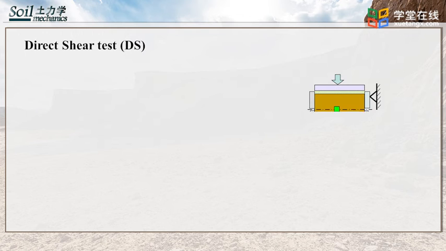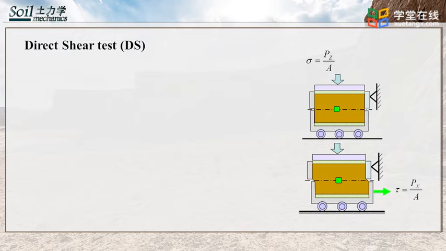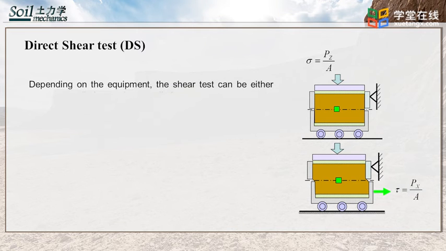In the first figure, we can see the top half of the box is fixed in the x direction, where a vertical load is applied on the top surface. The yellow part in the middle is a tested soil. In the second figure, the bottom half moves in the x direction, where the top half is fixed. Depending on the equipment, the shear test can be either stress-controlled or strain-controlled.